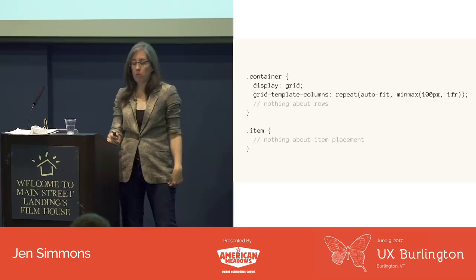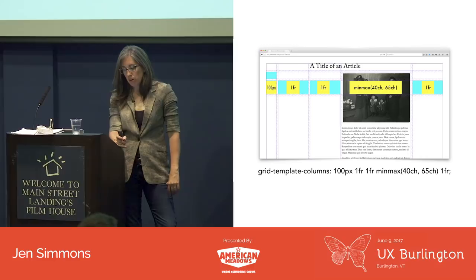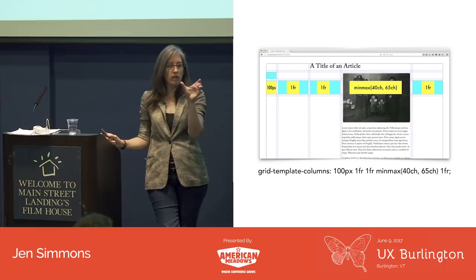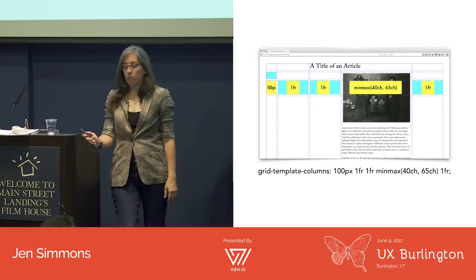Here's an example where I've combined a bunch of different ways to measure the columns and put them together. That first column is 100 pixels, 1fr, 1fr. I've got a min-max. In this case, there's no repeating or anything. I've just said I want it to be a minimum of 40 characters and a maximum of 65 characters. And then the last column is going to be 1fr. So let's see what happens.